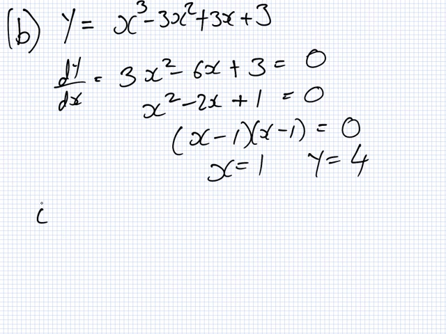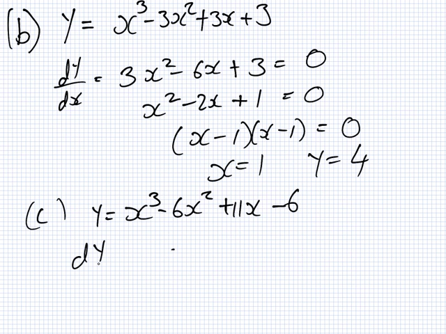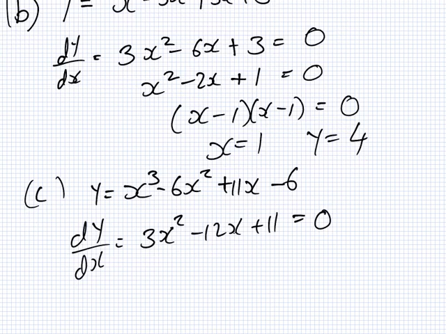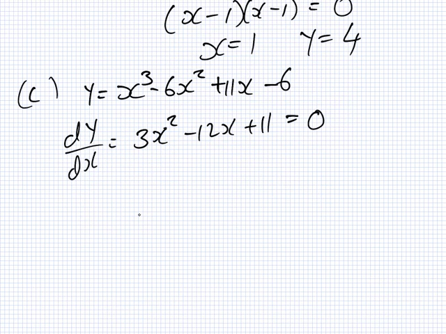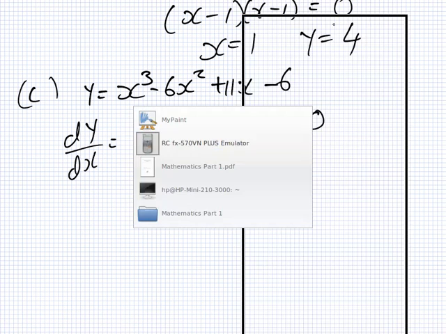Okay, we have y equals x cubed minus 6x squared plus 11x minus 6. So dy/dx equals 3x squared minus 12x plus 11. This isn't going to be nice. Oh well, I guess I lied. Right, so we want to solve this. I think we have to use the quadratic formula, but we'll cheat and use the calculator.